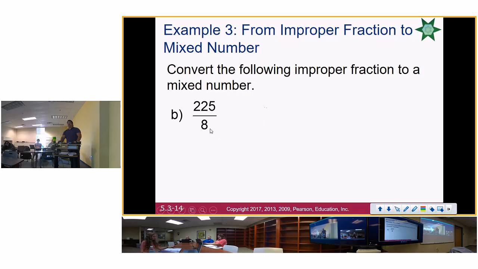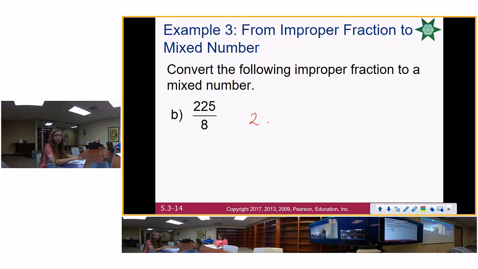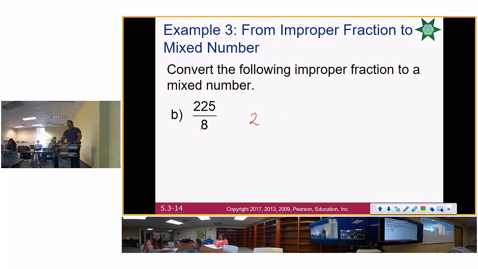So how many times will 8 go into 22? 2. 2 times 8 is what? So what is 22 minus 16? So what, 65? How many times will 8 go into 65? 8 times. And that's 64 with 1 left over. So that is 28 1/8.